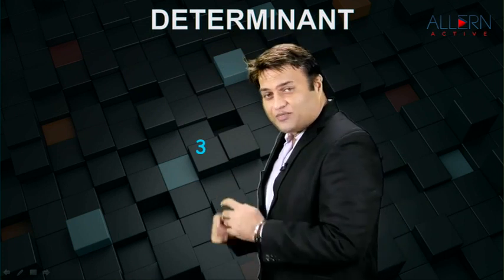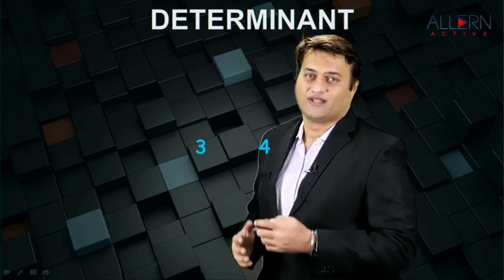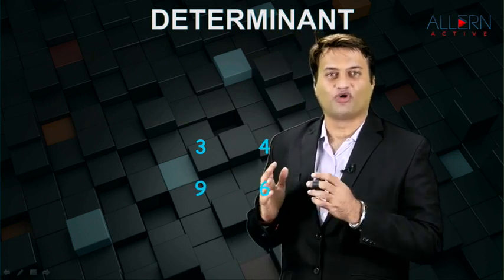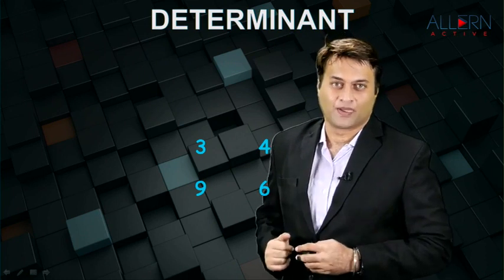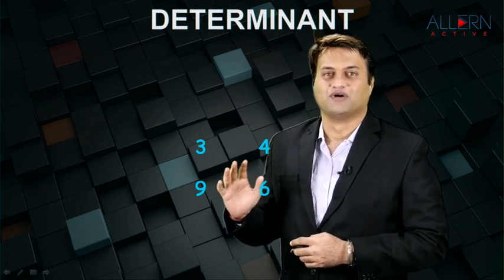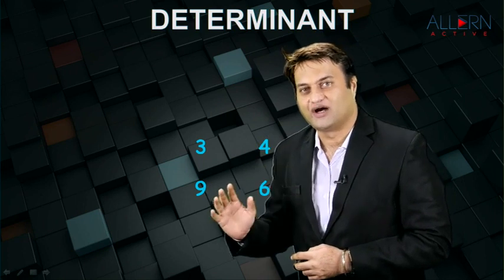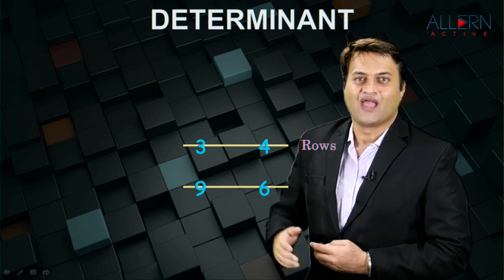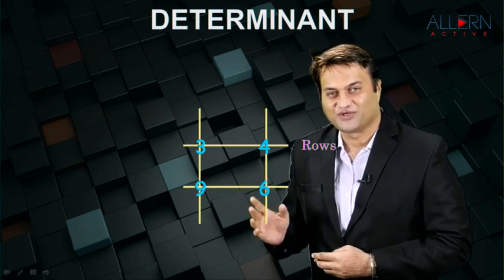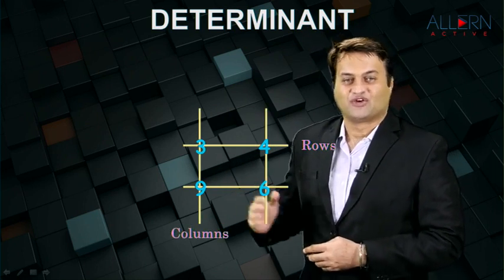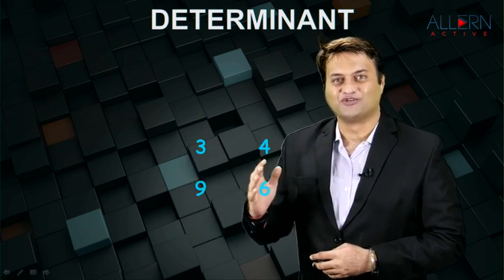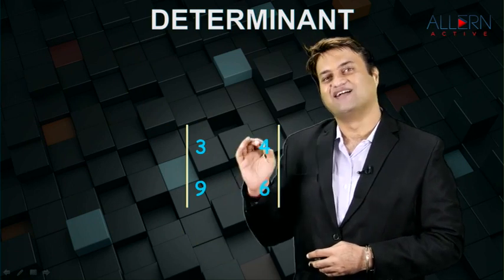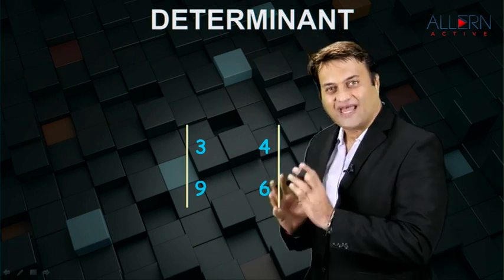Now you all can see a number on the screen, that is 3. You all can see one more number, that is 4, 9 and 6. So there are 4 numbers on the screen right now. If you observe, these numbers are arranged in the form of rows. So there are 2 rows basically, and 2 columns. Such an arrangement of numbers in rows and columns when written between 2 vertical lines is known as a determinant.